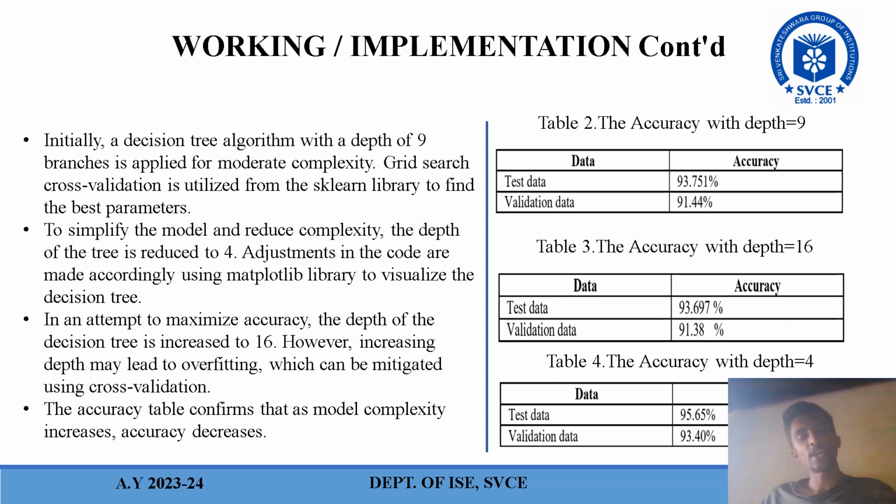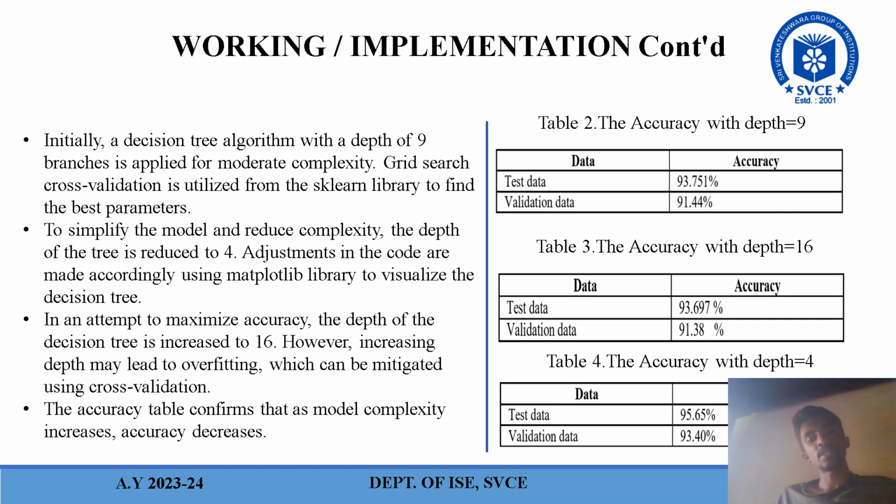To simplify the model and reduce complexity, the depth of the tree is reduced to 4. Adjustments in the code are made using the matplotlib library to visualize the decision trees. I think many people know about Python. In Python we have this library called matplotlib, and by using it we reduce that depth 9 into 4. In an attempt to maximize accuracy, the depth of the decision tree is increased to 16. However, increasing depth may lead to overfitting, which can be mitigated using cross validation. So we can go to 16 also.